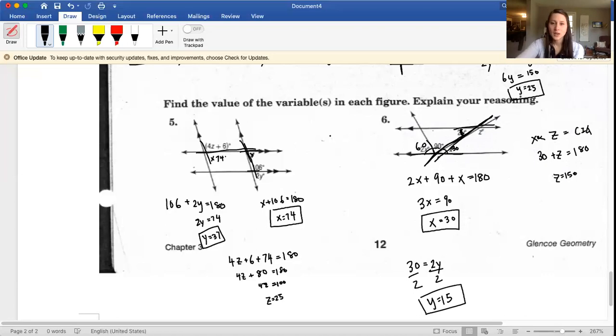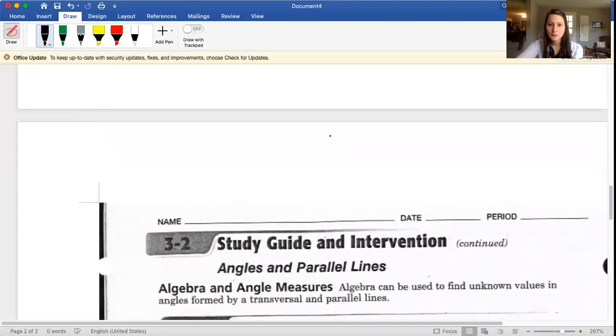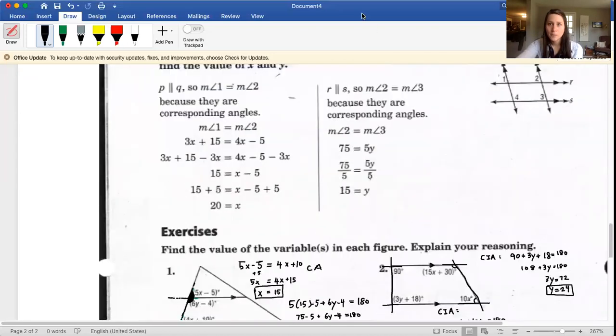Good job. That looks like everything for lesson 2. Being able to identify those angle relationships and then just really replacing that angle with the expression is all you really need to do, okay?